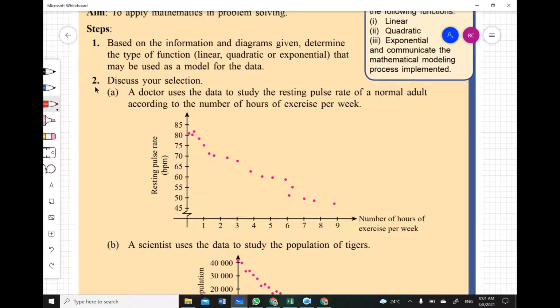Number 2 here. A doctor uses the data to study the resting pulse rate of a normal adult according to the number of hours of exercise per week. So you can see the graph over here representing the resting pulse rate in beats per minute. After that, number of hours of exercise per week. So you can see the data with the dots over here, meaning the more hours of exercise per week, the lower the resting pulse rate.